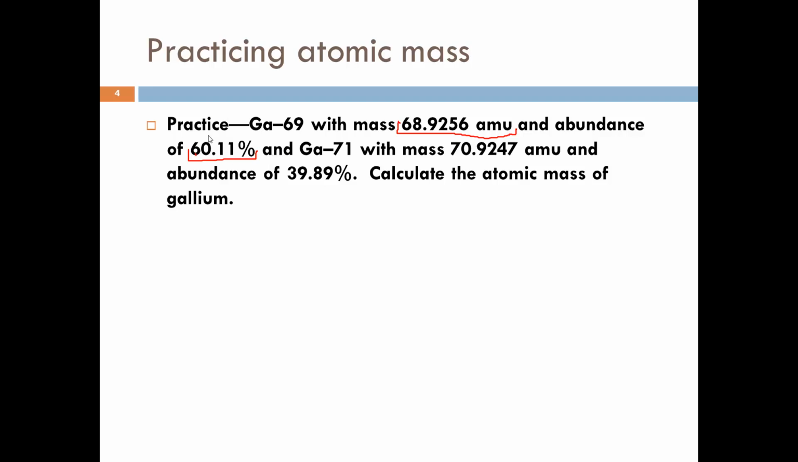For instance, gallium-69 with a mass of 68.9256 and abundance of 60%. Well, I've got to take that 60% into account, so I'm going to change that to a decimal. I'm going to say 68.9256 occurs 60% of the time. So that relative average, the weighted average, is 41.43.